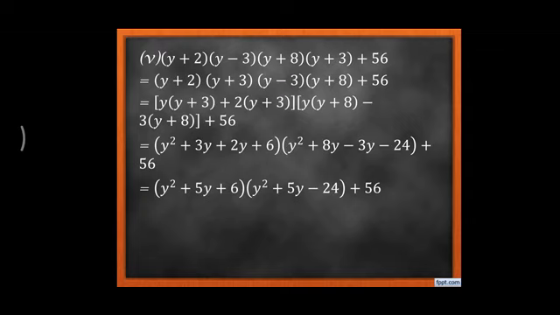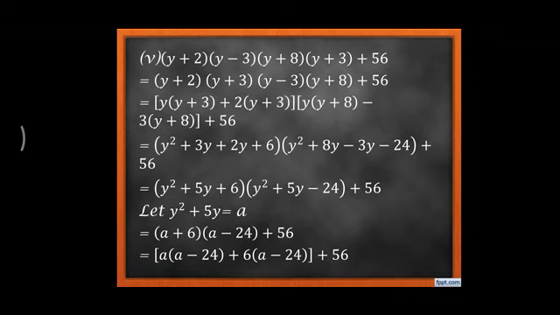Now here, after solving them, what will we do? We get y square plus 5y, that is 3y plus 2y is 5y, plus 6 in the first bracket, and y square plus 5y, that is 8y minus 3y, we get 5y minus 24 plus 56. Now what will we do? We will take let y square plus 5y is equals to a. So therefore what do we get? We get a plus 6 into a minus 24 plus 56.